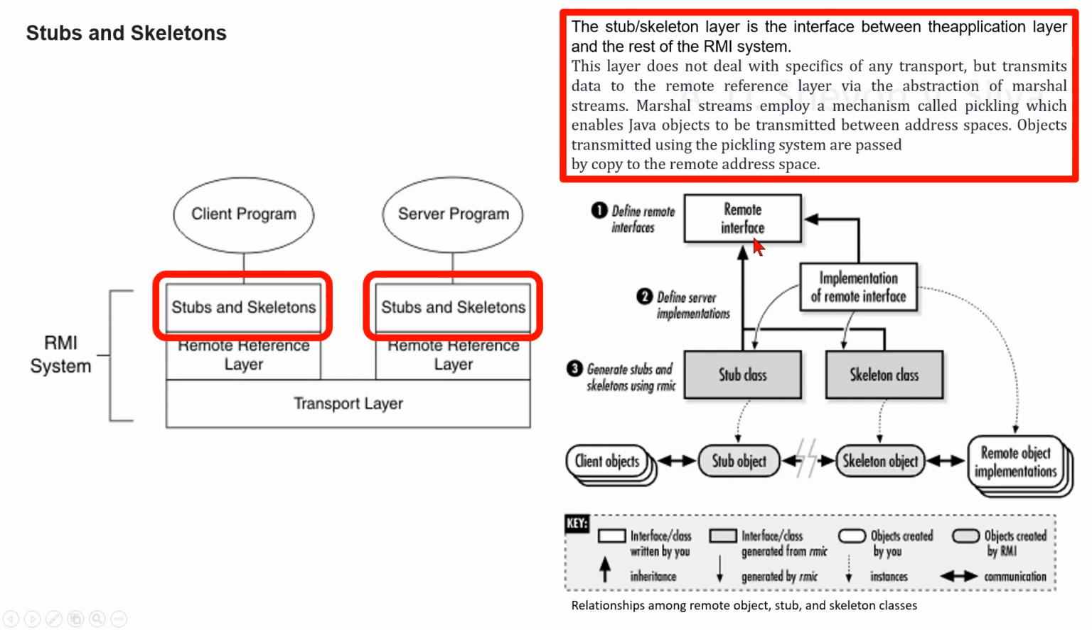Here the remote interface and the implementation of the remote interface are interfaces or classes written by you. Here the stub class and skeleton class are classes generated by RMIC. Here the client objects and remote object implementations are objects created by you, and here the stub object and skeleton objects are objects created by RMI.